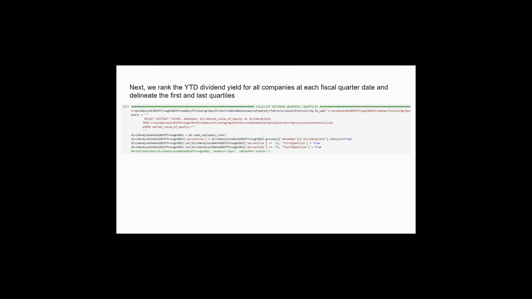So in order to make the calculation for whether or not a firm is a value or a growth or neither, we need to also have the dividend yield quartiles. So now we have that, right? We have first quartile dividend yield and fourth quartile dividend yield. So you can see, there are some firms that are in the first or the fourth quartile of dividend yield, and so we list that here.